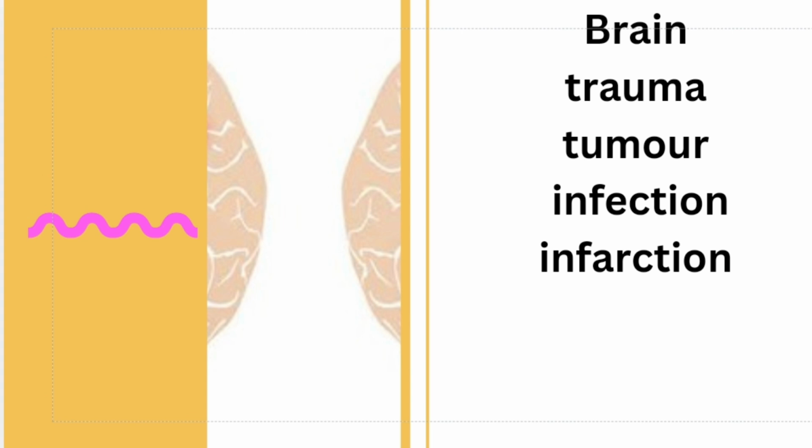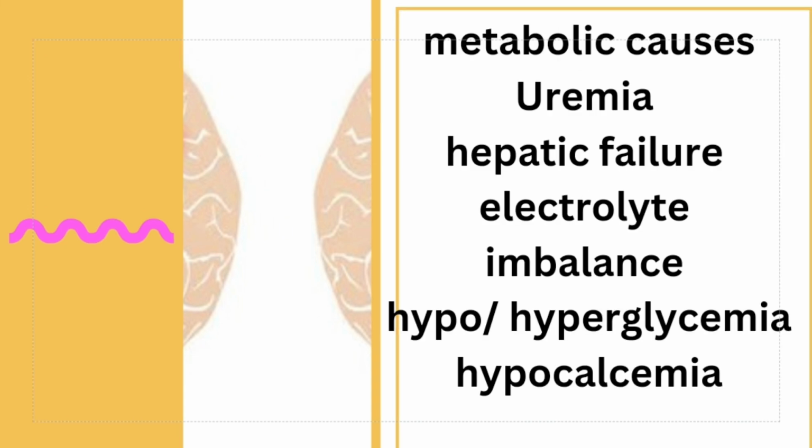Or it can be a tumor. Tumor can be a primary tumor of the brain, or it can be a secondary tumor, or it can be an abscess. It can be infection like meningoencephalitis, or it can be infarction or hemorrhage. Then metabolic causes can be renal failure, hepatic failure, electrolyte imbalance, hypo or hyperglycemia, hypocalcemia. So all these things can lead to seizures, or the other name for seizures is fits.